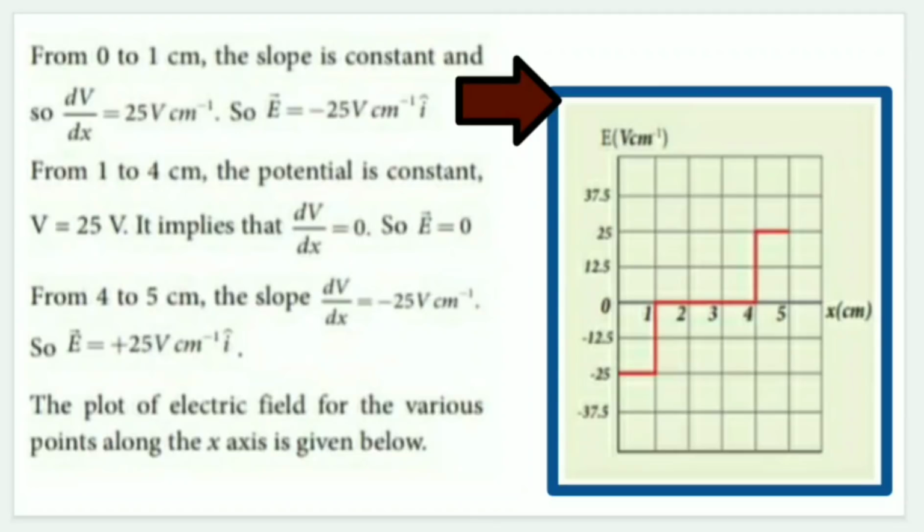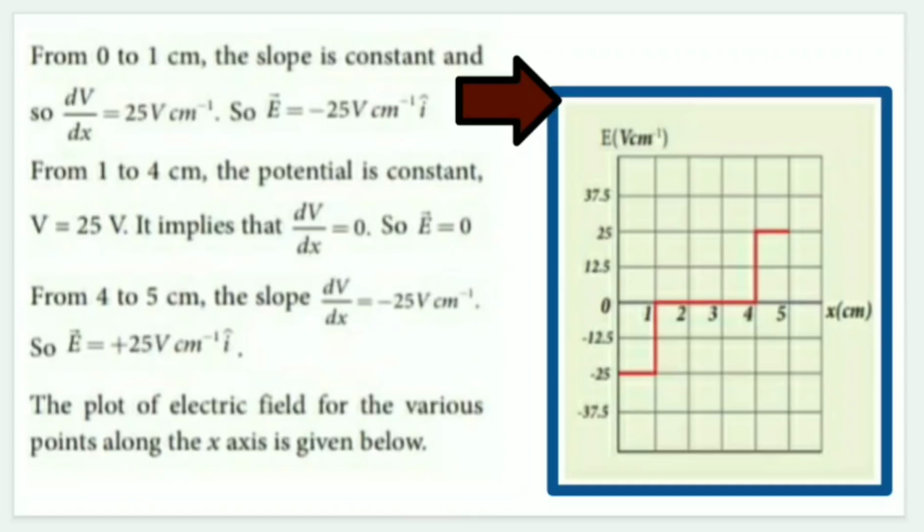Okay, now we have to plot this electric field with respect to the coordinate, that is the x axis. So how can we do it? From 0 to 1 the value is increasing from minus 25 to 0, then from 1 to 4 it is maintained as a constant, then it is increased to plus 25. So that is what is denoted by a red line in the graph here.